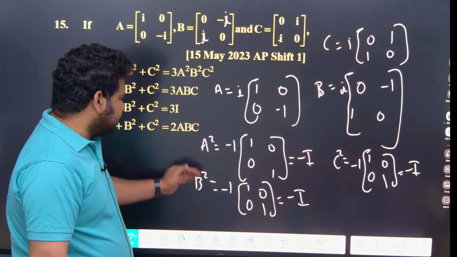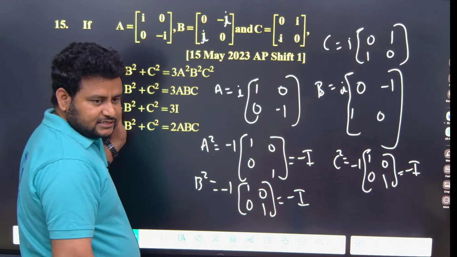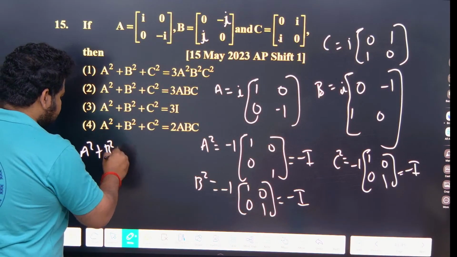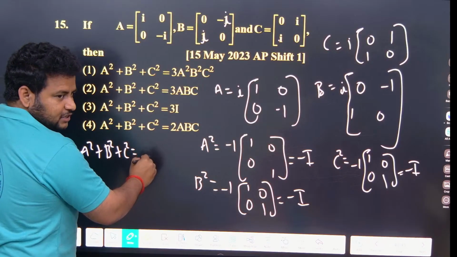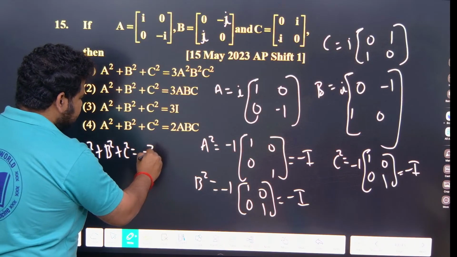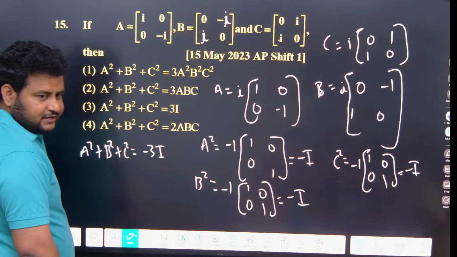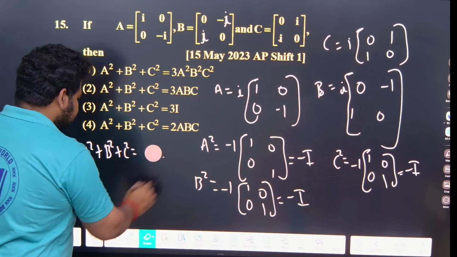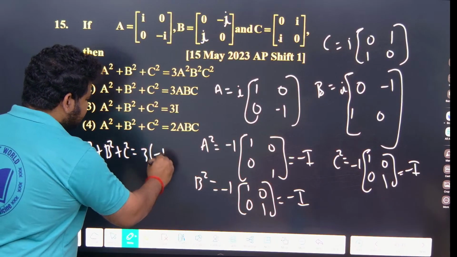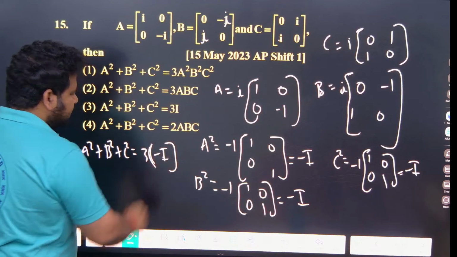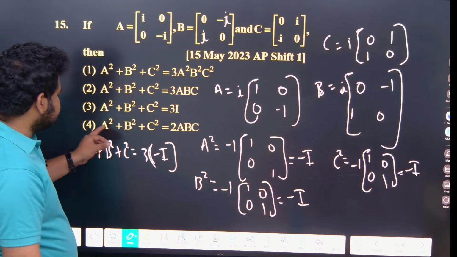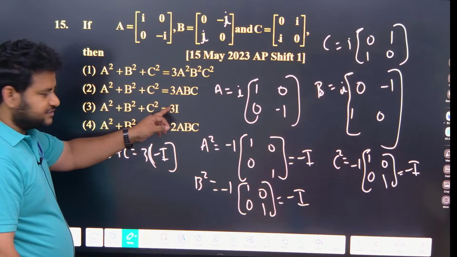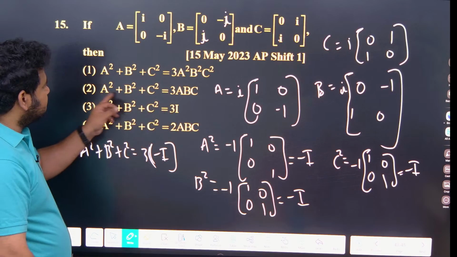So we got, if I add all of this, A square plus B square plus C square, the LHS is minus I plus minus I plus minus I. That is minus 3 times I. Or I can write it as 3 times of minus I. Now, as per the option, A square plus B square plus C square is equal to minus 3I, but the option says plus 3I. So this is also not possible.